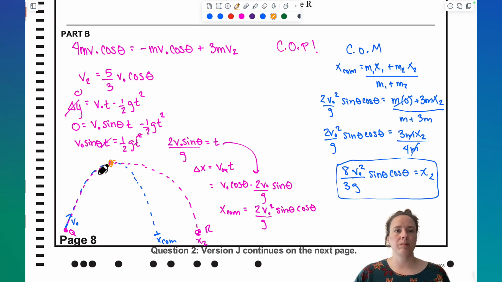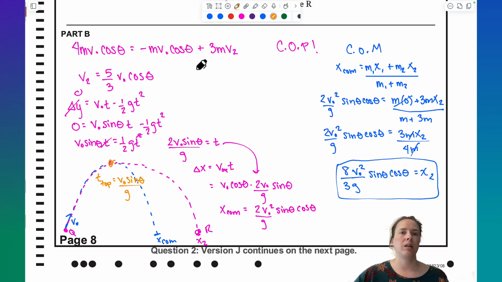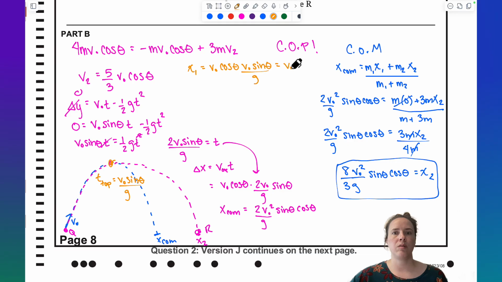So t to the top, t top, is going to be v naught sine theta over g. If I just plug that back into my displacement, that's going to give me x1 is v naught cosine theta times v naught sine theta over g, which is v naught squared over g. I like putting sine first. Don't know why, I just do. Sine theta cos theta. So that's how we get over to x1.